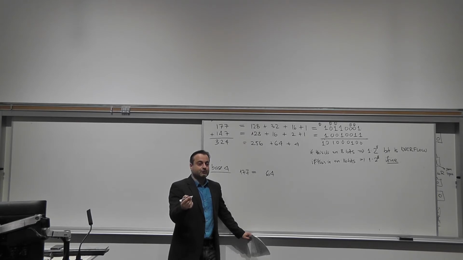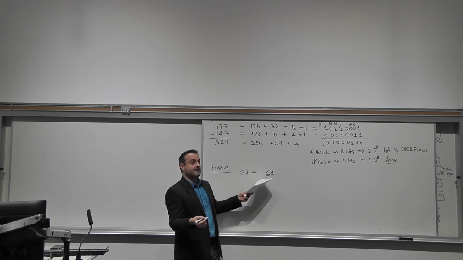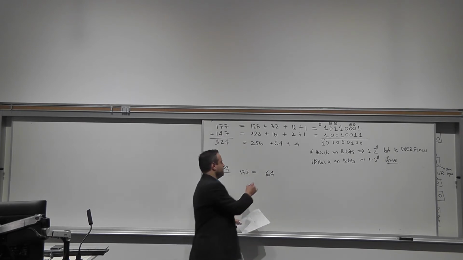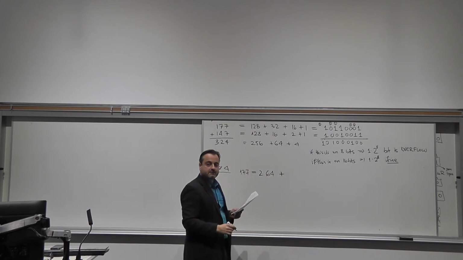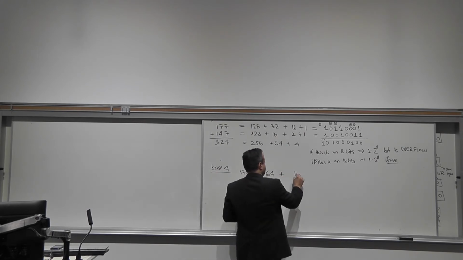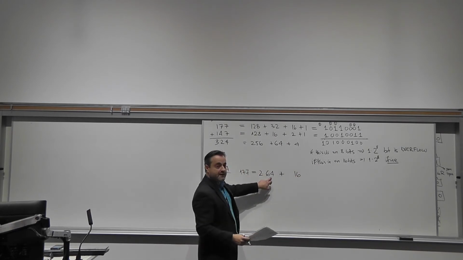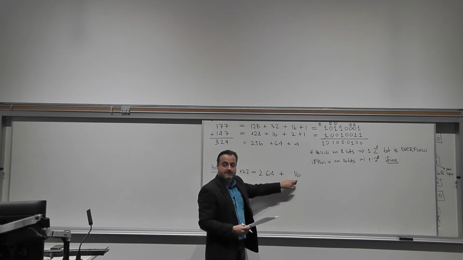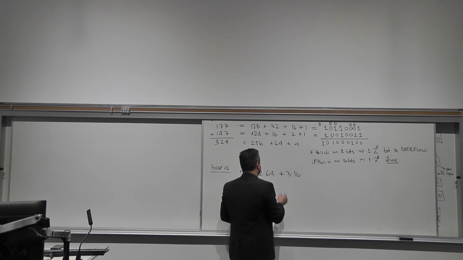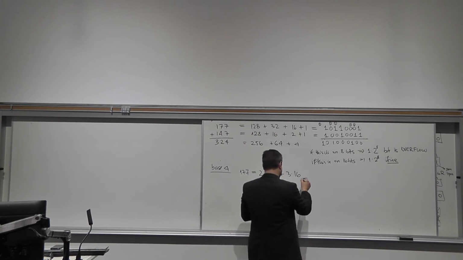There's digits. Digits are 0, 1, 2, 3. So the question is how many 64s fit in there? 2 of them. Plus, what's the next power of 4 that fits in? 16. How many times does it fit? Well, 2 times 64 is 128. What's left of 177 is 49. And then how many 16s fit in 49? 3 of them. Those are the digits, of course, in base 4. So what's left? 1, which is 1 times 4 to the 0.